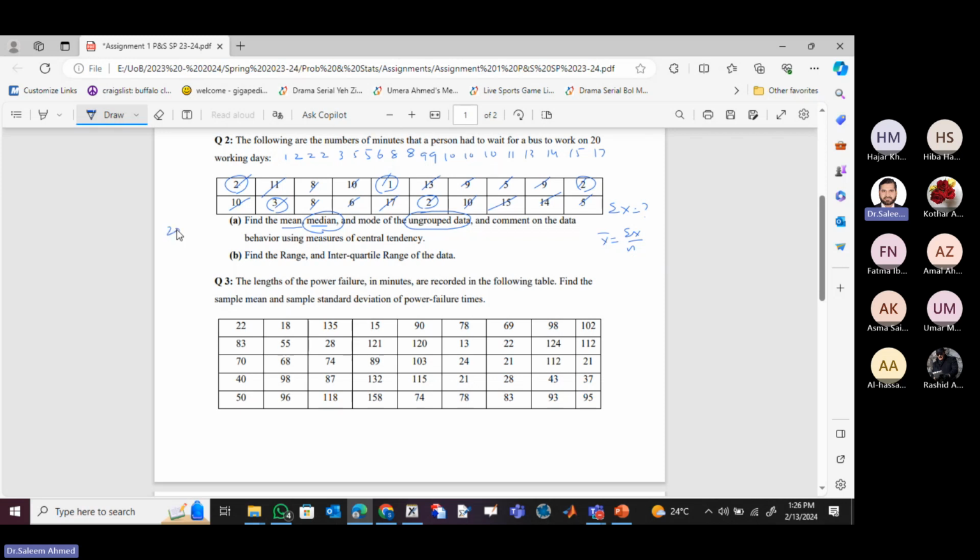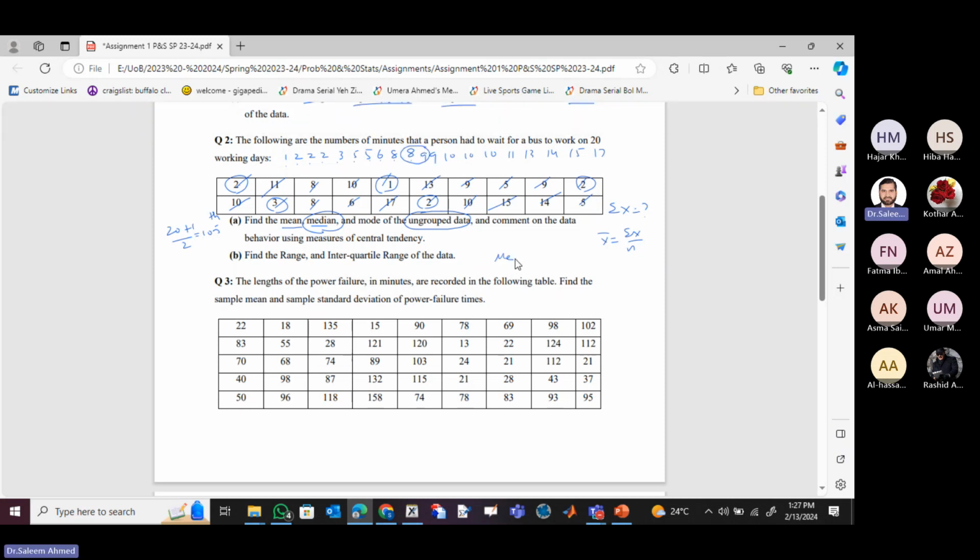Now there are 20 values, so 20 plus 1 by 2 is 10.5. So the 10.5th observation is your median. 10.5 is in the middle of 8 and 9. So your median will become 8 plus 9 by 2, because it is in the middle. So it is 8.5. All right.